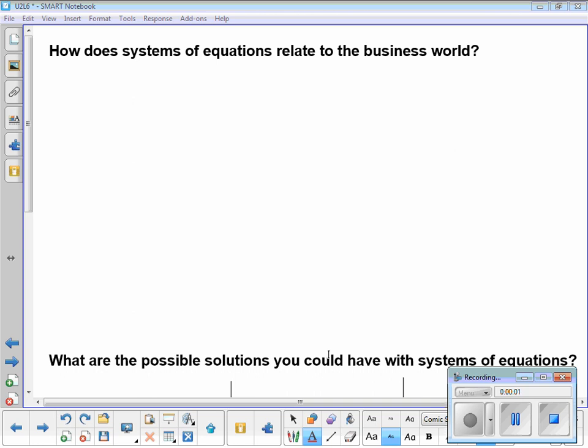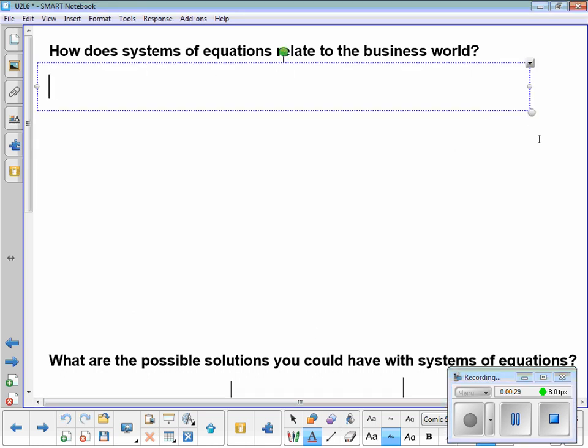So let's take a look at the next part of today's lesson. On the next page, we're talking about how systems of equations relate to the business world. This is probably one place where graphing does come into play in the real world. We saw from our first example, we compared two types of jobs and which one was better at a certain time. Other places where it would come in handy would be, and I'll just make a list here, profit.